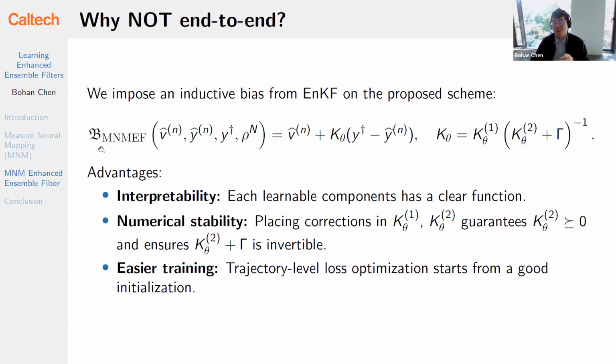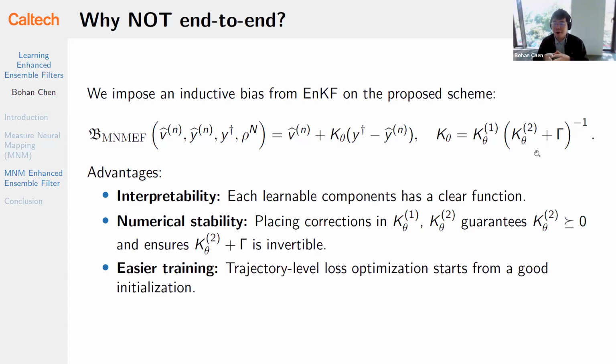The second is numerical stability. By considering such correction terms within K2, we don't directly modify K2, but we consider correction terms within it. That is to guarantee that the learned K2 is still a positive semi-definite matrix, so that this matrix is always invertible.